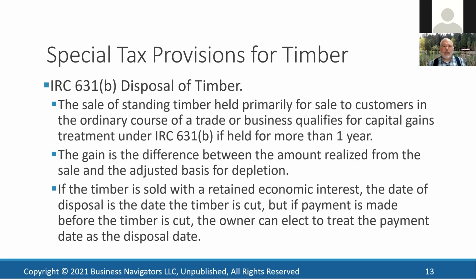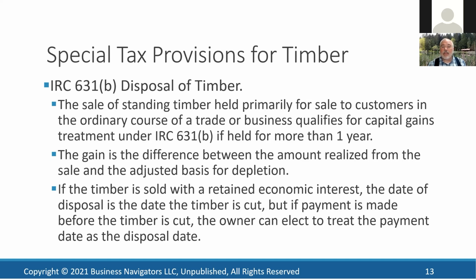631B is when we're selling standing timber. And we said, so the 1221, when we're looking at investor, we sell standing timber, we get capital gain treatment. But if you're in business and you sell the standing timber, the IRS basically deems it as you sold your inventory, and you don't get capital gain treatment unless we use 631B. And so again, we do the 631B, we report it on the form 4797 as a sale of business property.